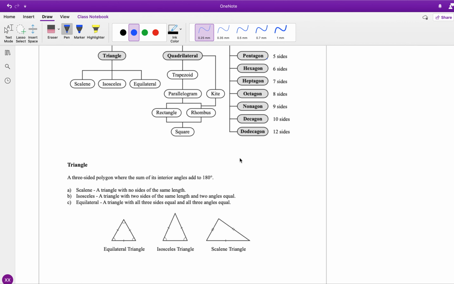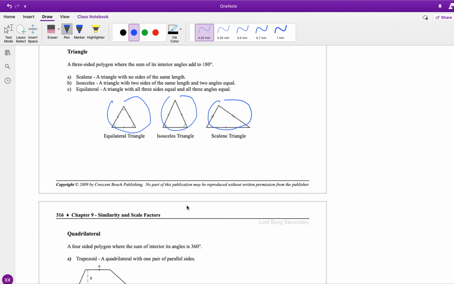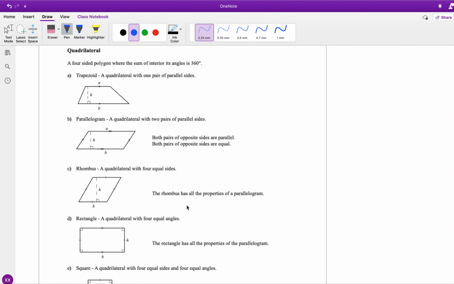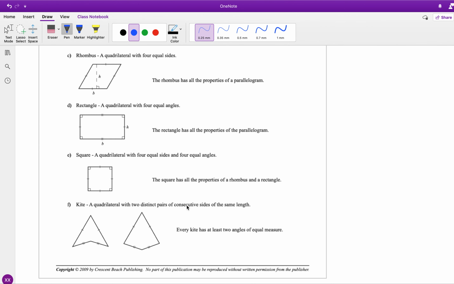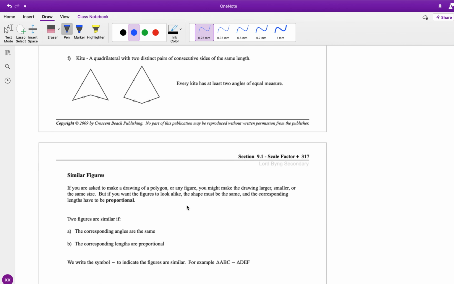Now, triangles. In secondary school, we often just deal with triangles. There's the equilateral triangle, the isosceles triangle, and the scalene triangle. So now understand the definitions of the three triangles. Quadrilaterals: please take a look at all the quadrilaterals. You definitely have studied this in elementary school.